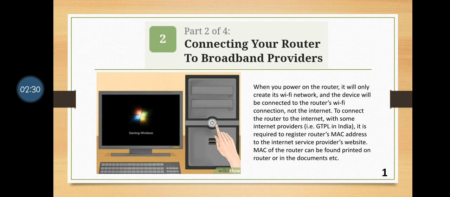Next, when you power on the router, it will create its Wi-Fi network and the device will be connected to the router's Wi-Fi connection, not the internet. To connect the router to the internet with the same internet provider, it is required to register the router's MAC address to the internet service provider website. The MAC of the router can be found printed on the router or in the document section.